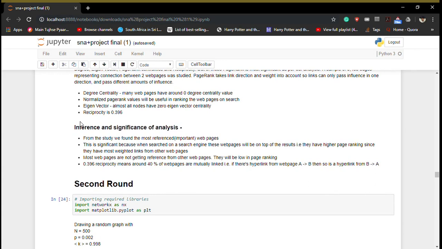And lastly we have seen that the reciprocity value was coming around 0.4. What it means is that around 40% of the web pages are mutually linked. That means that if there is a hyperlink from web page A to web page B, then there is also a hyperlink from web page B to web page A.